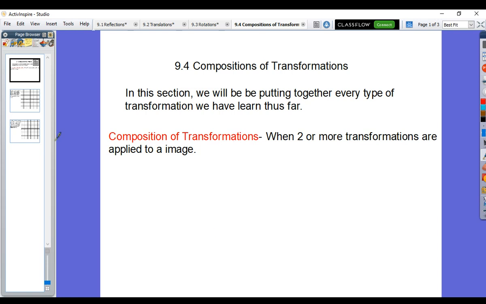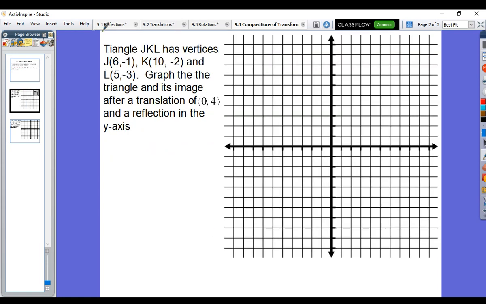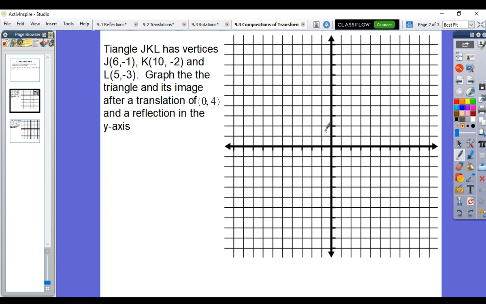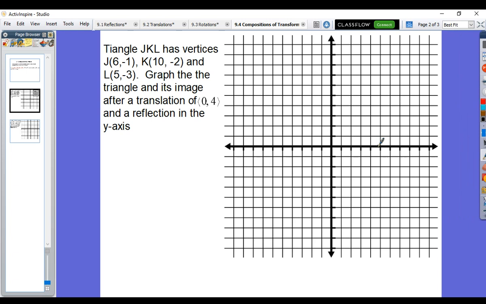So just kind of test this out right here. We have a triangle, JKL, with these coordinates. So let's start out with drawing those coordinates. We're going to do that in black. Our original will be in black. So 6, -1. So 6, 1, 2, 3, 4, 5, 6, -1. There. 10, -2. And then 5, -3. 1, 2, 3, 4, 5, -3. 1, 2, 3. So this is our triangle right here they're talking about.